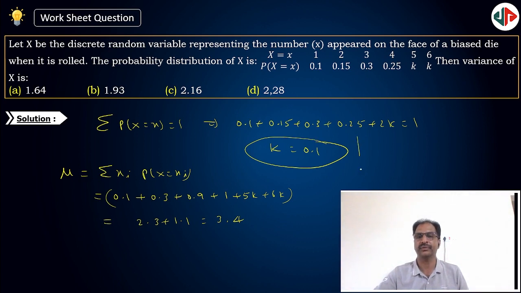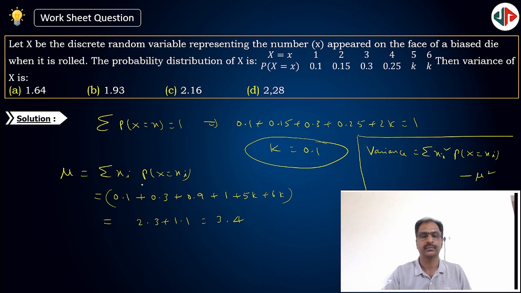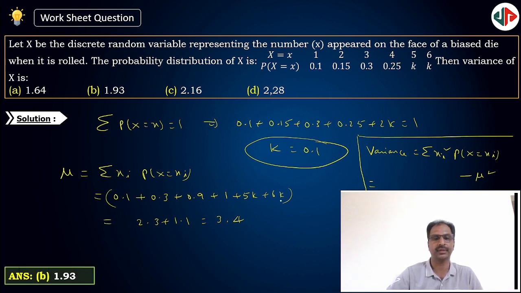But the question is finding variance. What is the formula for variance? Sigma xi square into P of X equal to xi, minus mean square. Sigma xi square means square the values of x, multiply by the probabilities, and then add, minus mean square. After simplification, you get the answer 1.93. Option B.